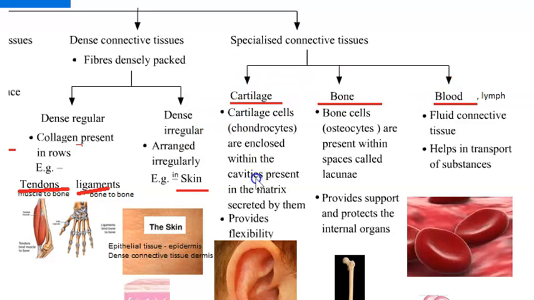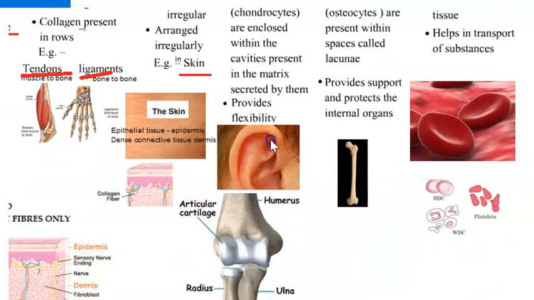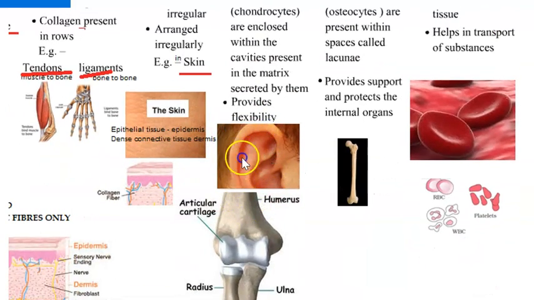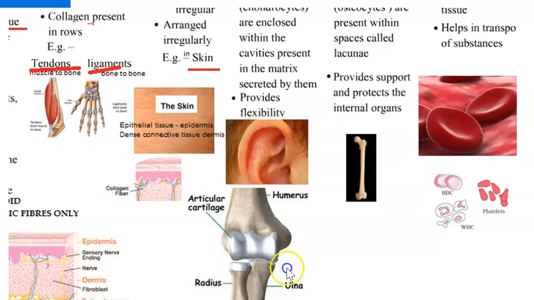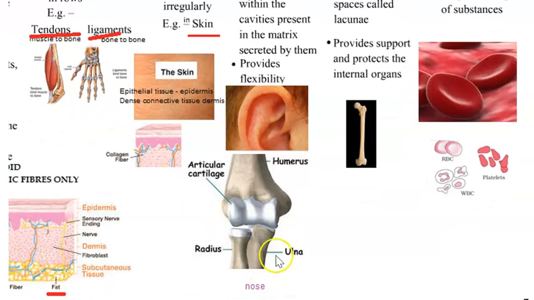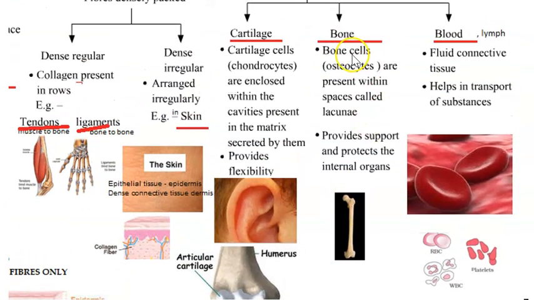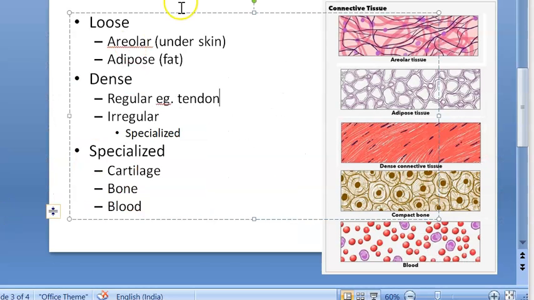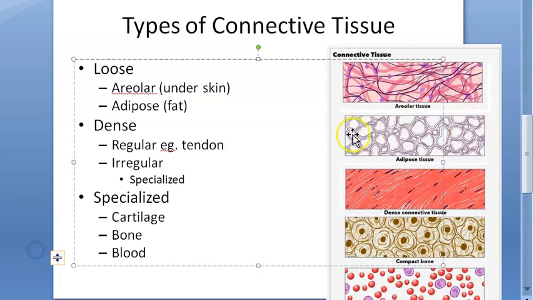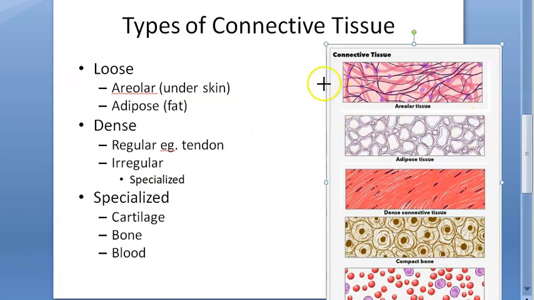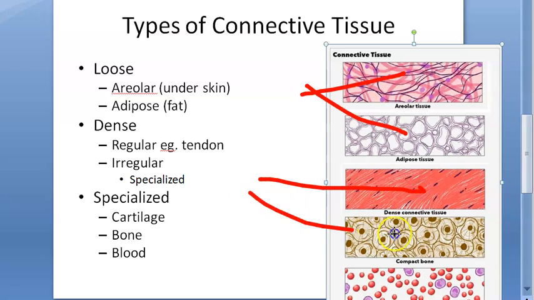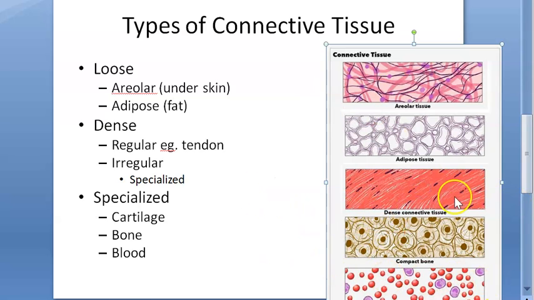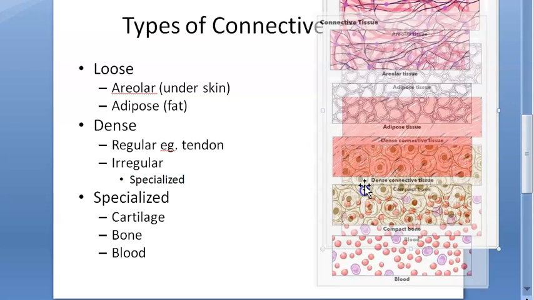Okay, now coming to cartilage. So, cartilage, guys, look at this. Where will you find cartilage? Cartilage, yeah, here. This is the cartilage. It provides flexibility, right? And cartilage can later calcify. Look at this, articular cartilage, right? Bone. Bone is a specialized connective tissue. What is blood? Blood is a fluid connective tissue. It helps in transporting substances. Very good. So, we are done with the types of connective tissue. Very good. In this photo, same thing only they have shown, okay? If you want to understand this photo, you have areolar, adipose tissue, dense connective tissue, compact bone, blood. Okay, same thing only they have shown in this photo, okay?